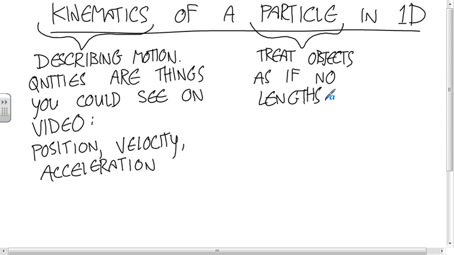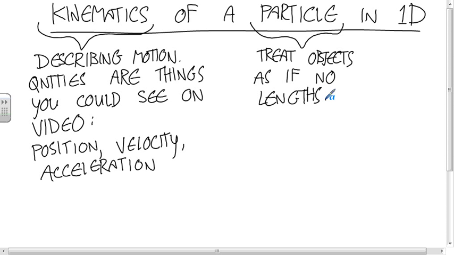And one thing that comes about because we're not worrying about lengths is that for something that just exists at a point, there's no up or down or left or right. So orientation doesn't matter. All we're going to be talking about is objects moving from here to there. We're not going to be talking about objects spinning in place, okay?